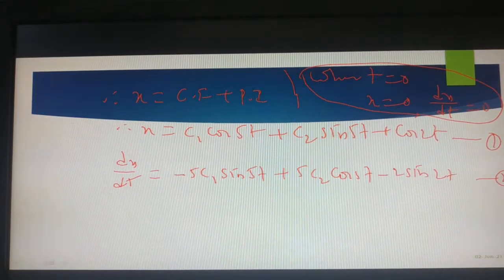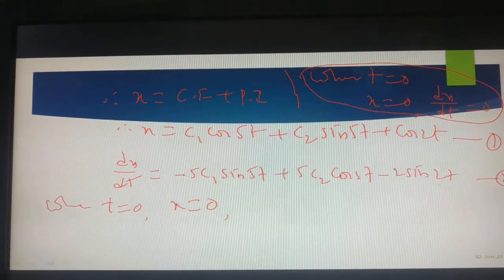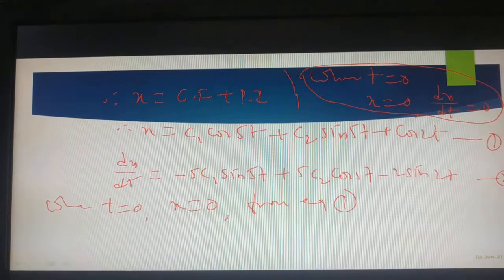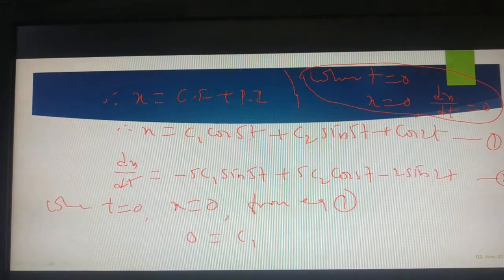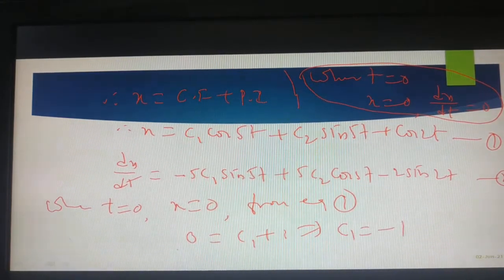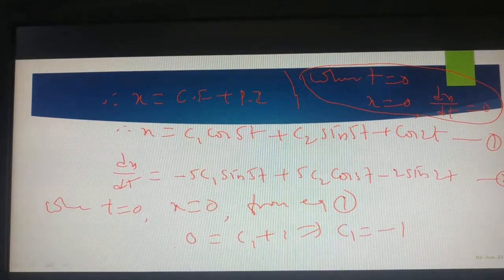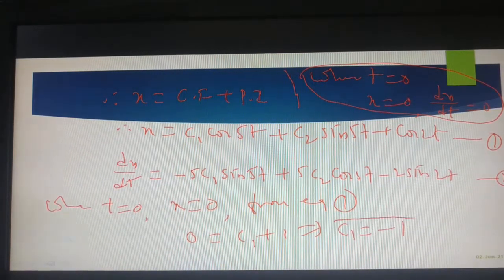So first I will take when t equal to 0, x equal to 0. So from equation 1, x is 0 when t is 0. So c1 cos 5t: cos 0 value is 1, sin 0 value is 0, plus cos 0 value is 1. So from this c1 is equal to minus 1, correct? Yes or no? Right? c1 we got as minus 1.